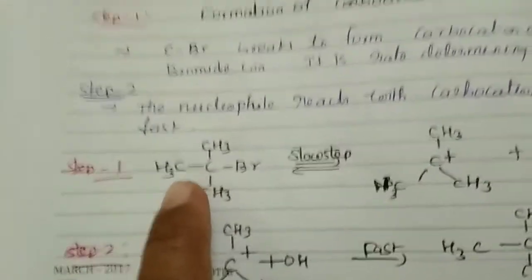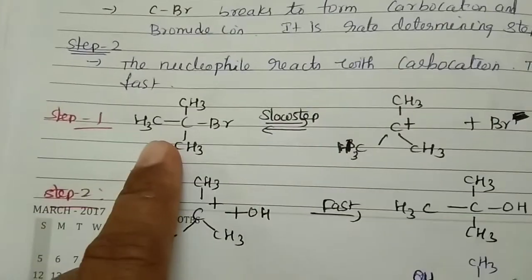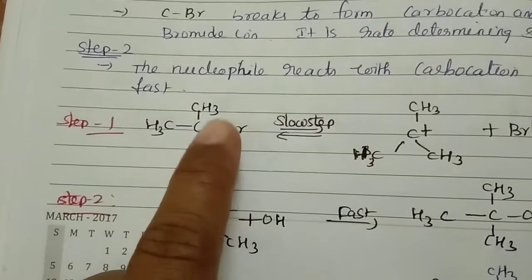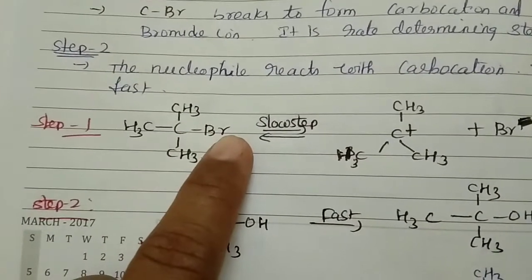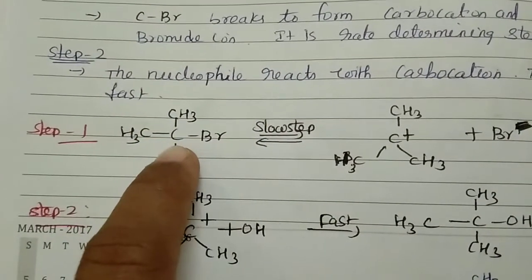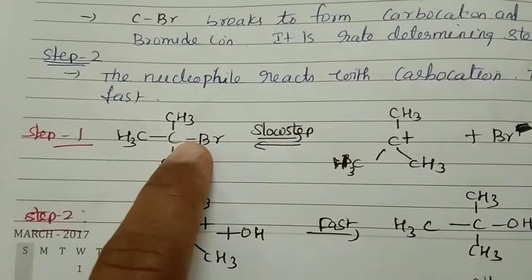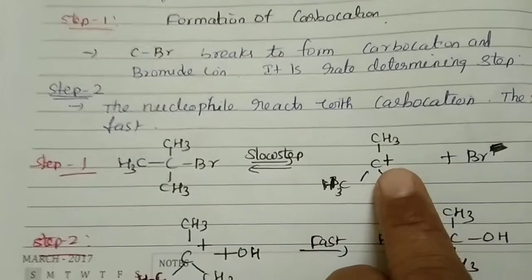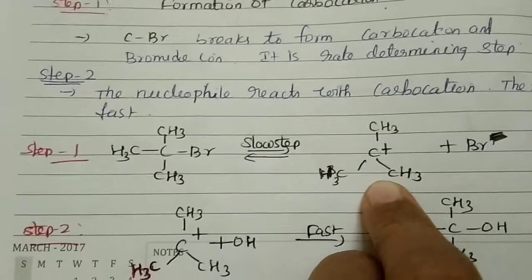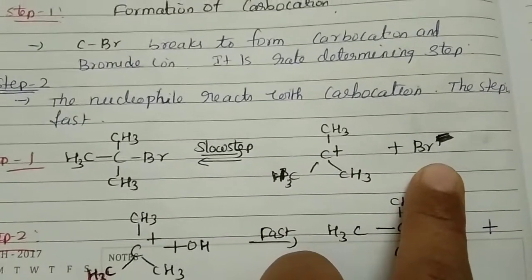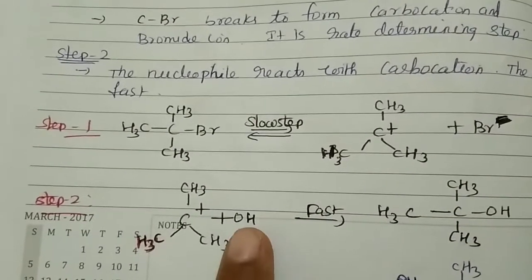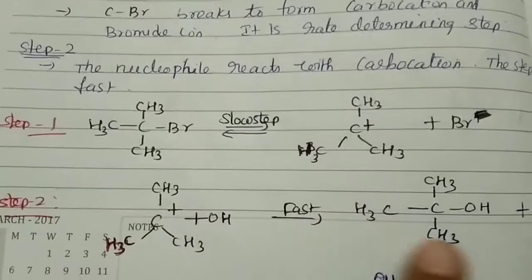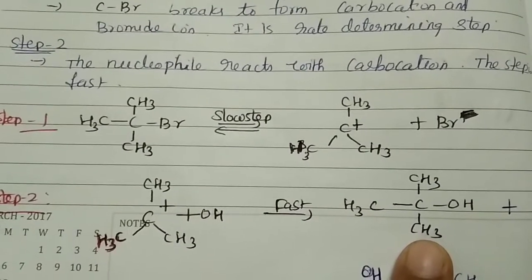Step 1, tertiary alkyl bromide, slow step. Bromine takes away 2 electrons, so now this carbon center becomes deficient of electrons, C plus. This is the carbocation, this is the bromide ion. Step 2, attack of the nucleophile takes place, and we are getting tertiary butyl alcohol.